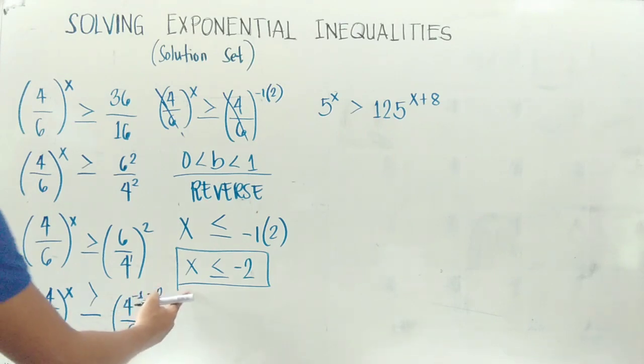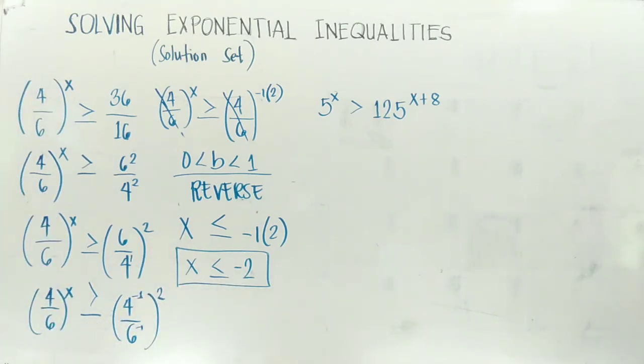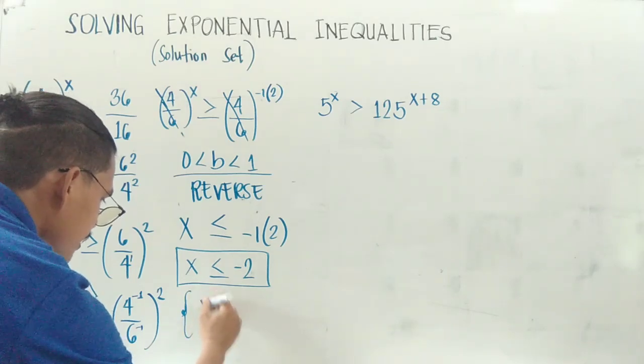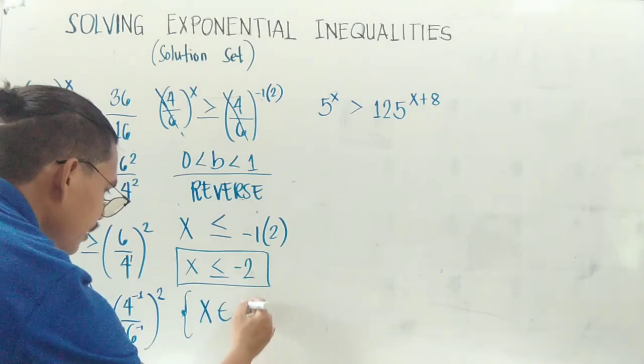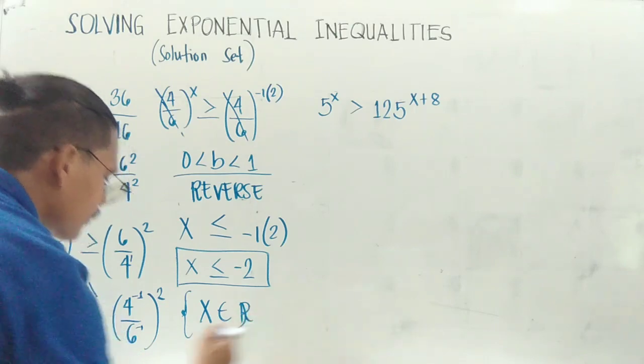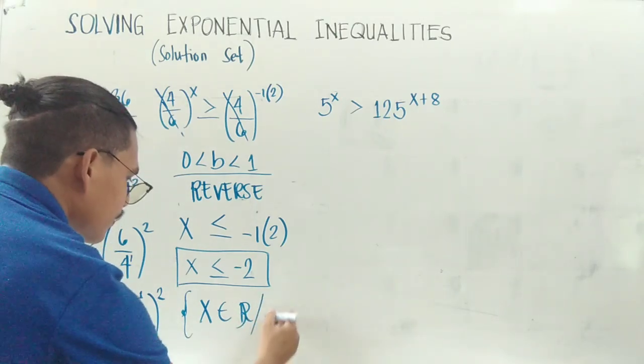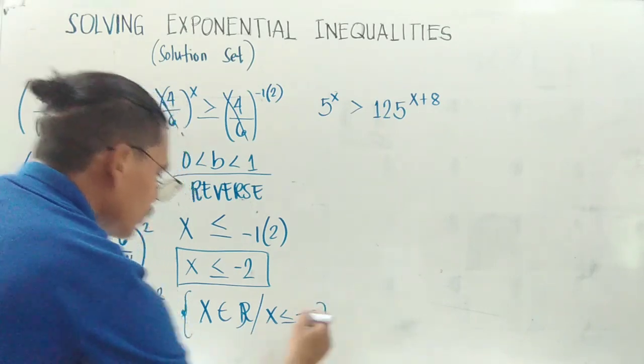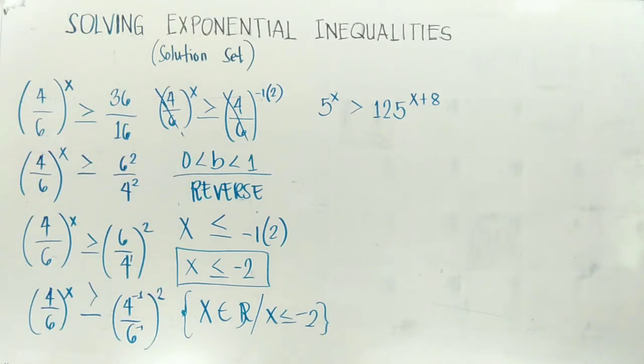So we have now your solution set, or it can be written as x is an element of real numbers such that x is less than or equal to negative 2. So I guess we are clear on this example. Let us proceed to another example.